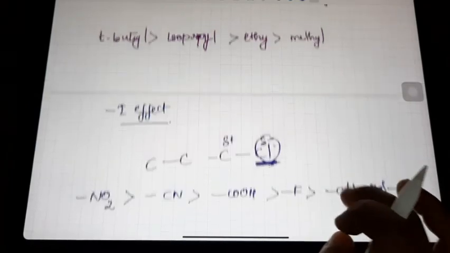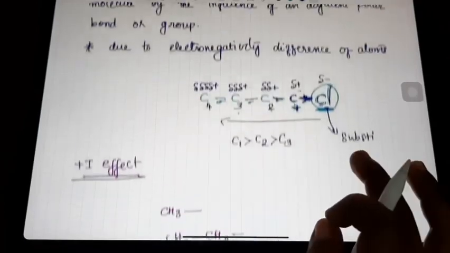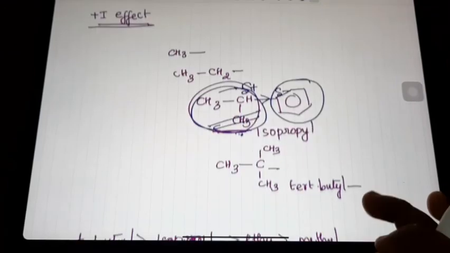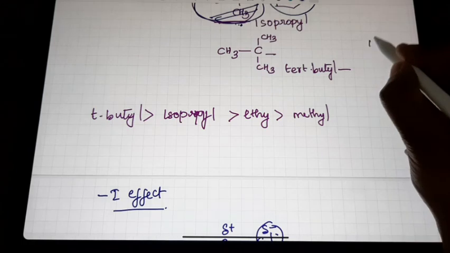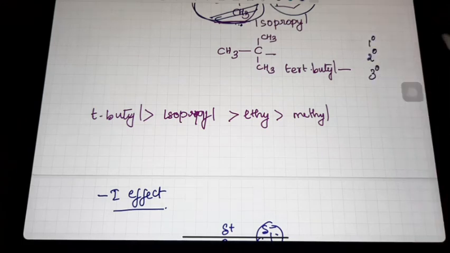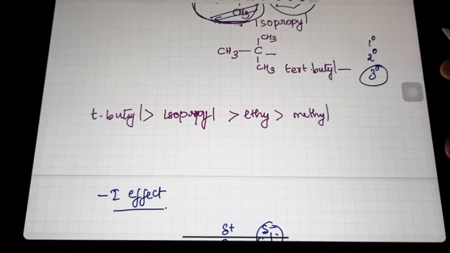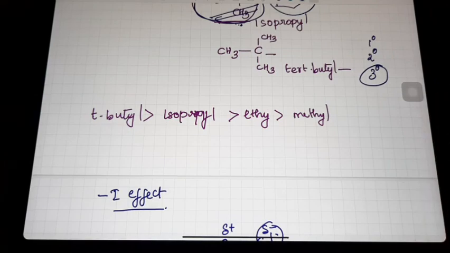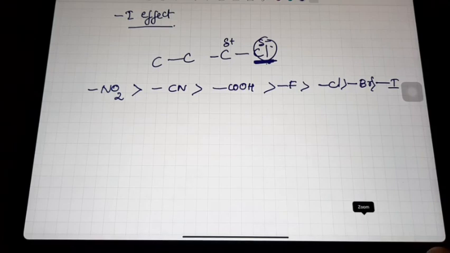So the I effect includes the permanent polarization development due to the electronegativity difference, and there are two types, plus I and minus I. In the case of plus I effect, you studied primary, secondary, and tertiary. So the tertiary alkyl group is said to have the greatest plus I effect compared to the secondary and primary. Okay, then next we discussed minus I effect. Minus I effect means electron withdrawing inductive effect.